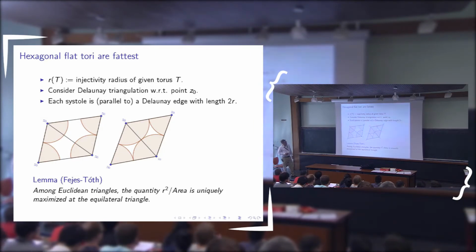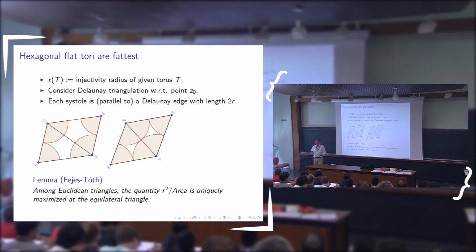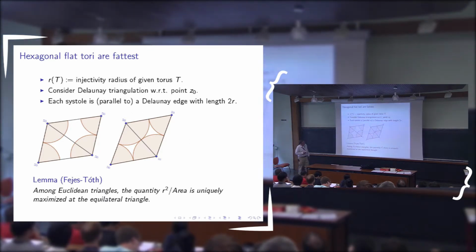Here's my torus. I want to make the systolic ratio better. Well, one thing I notice is each systole is parallel to a Delaunay edge with length 2r. That is, if I have any systole here, this is just a fact about Delaunay, it contains the shortest edges. It's a very nice fact about Delaunay. So, in fact, you can see the shortest loops are this one and maybe this. Oh, not even that one. These two, I guess, might be short. This one might be the shortest loop here.